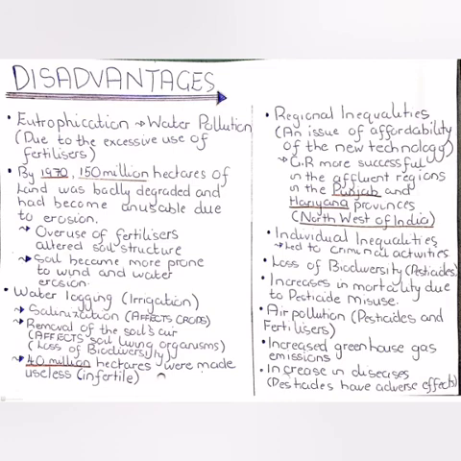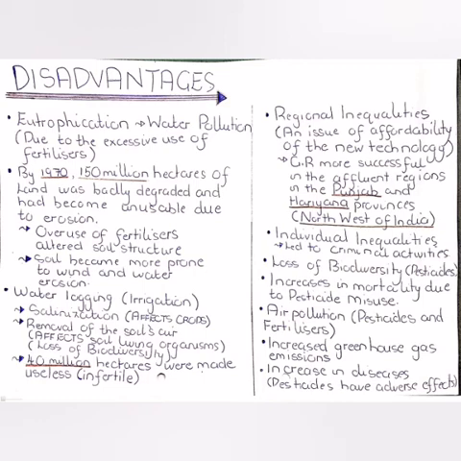Although the Green Revolution came with a number of positive impacts, there were also quite a number of negative effects associated with the Green Revolution. These included eutrophication, which is a form of water pollution and is a result of the washing away of fertilizers into water bodies. By 1970, 150 million hectares of land were badly degraded and resulted in land becoming unusable or infertile due to soil erosion.